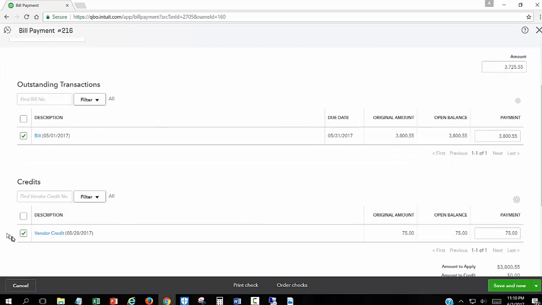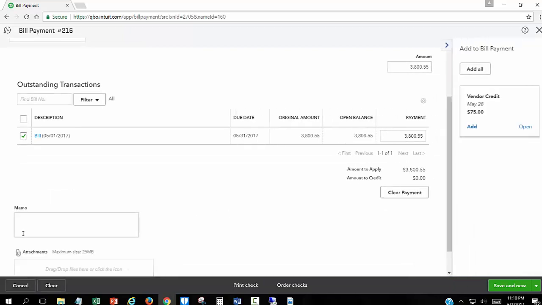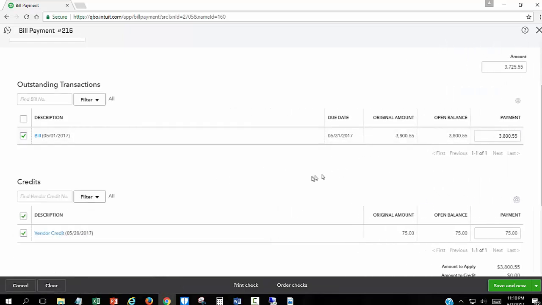Now if I don't want to take the credit at this time, or I want to take a different one, then I can always go ahead and add the credit in and accept the suggestion essentially that QuickBooks gave me. Or if QuickBooks hasn't figured out what I want to match up with this, then I can go ahead and do that and apply that credit.